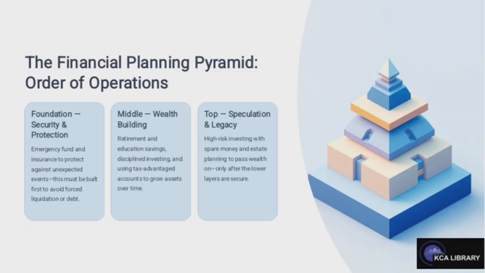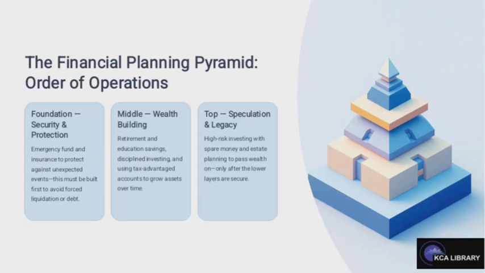After this, you move to wealth building. This is where you save for retirement, get involved in disciplined investing, and use tax advantaged accounts to grow assets over time. Then at the top, although it is the smallest, is speculation and legacy.